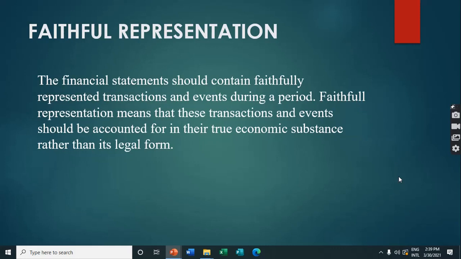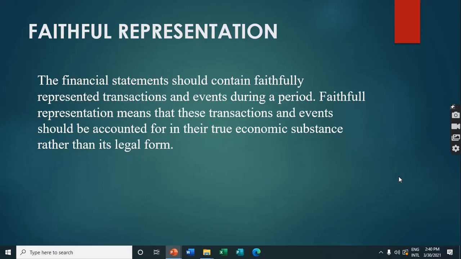Faithful representation. So, the financial statement should contain faithfully represented transactions and events during a period. So, faithful representation means that these transactions and events should be accounted for in their true economic substance rather than its legal forms. Sabi niya, your financial statement should be faithfully represented.